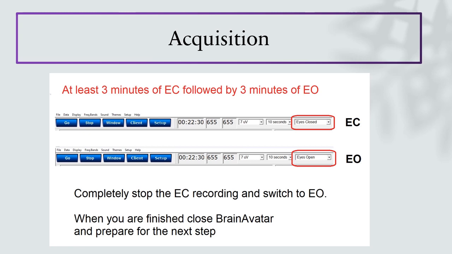You've changed this window from eyes closed to eyes open. And you show the client again the artifact that happens when they blink repeatedly, when they bite down. You train them to sit still. Now, when you're done with the eyes open recording, so you have 3 minutes of eyes closed and about 3 minutes of eyes open, not exactly, but more or less, you must close Avatar completely. Close it right down. That's the next thing you must do.